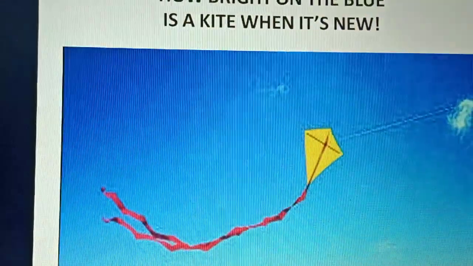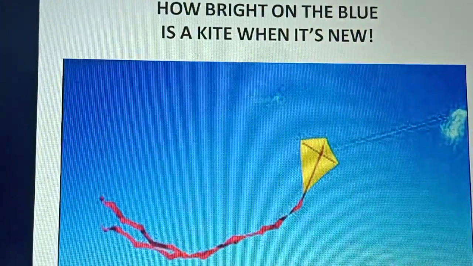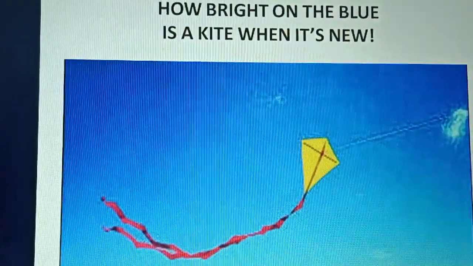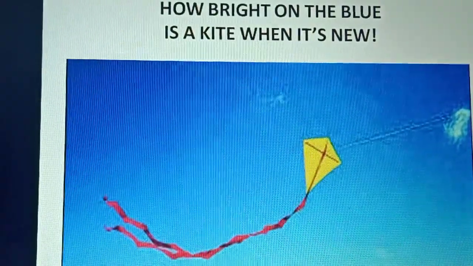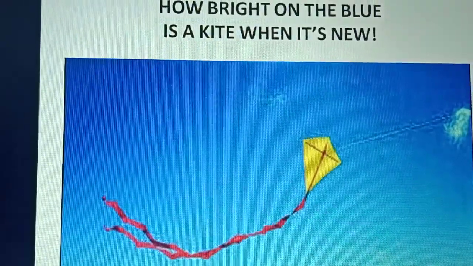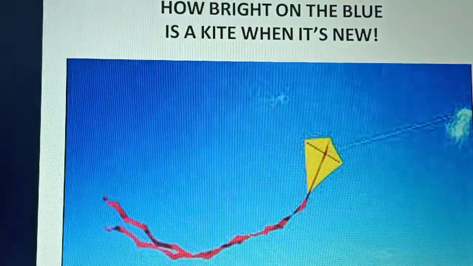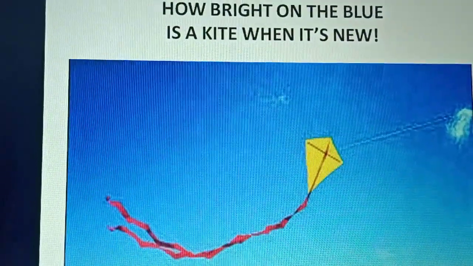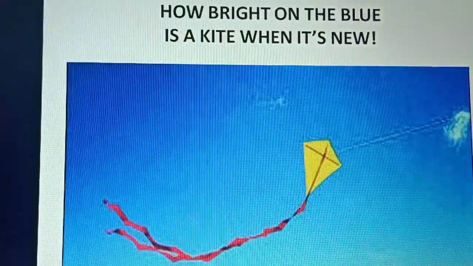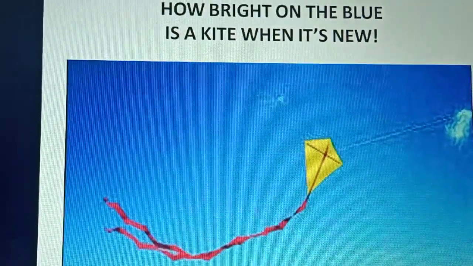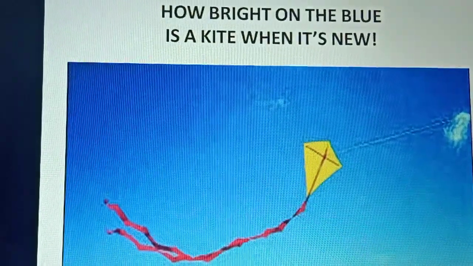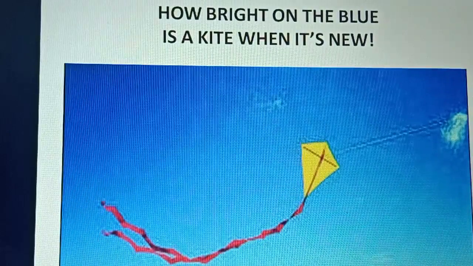See how bright on the blue is a kite when it's new. How bright on the blue is a kite when it's new, which means when you are flying a kite, it looks very bright in the sky. Here this blue refers to the sky. The child has made a kite and it's flying in the sky, and the child is admiring that the kite looks so beautiful and new. Do you understand this?